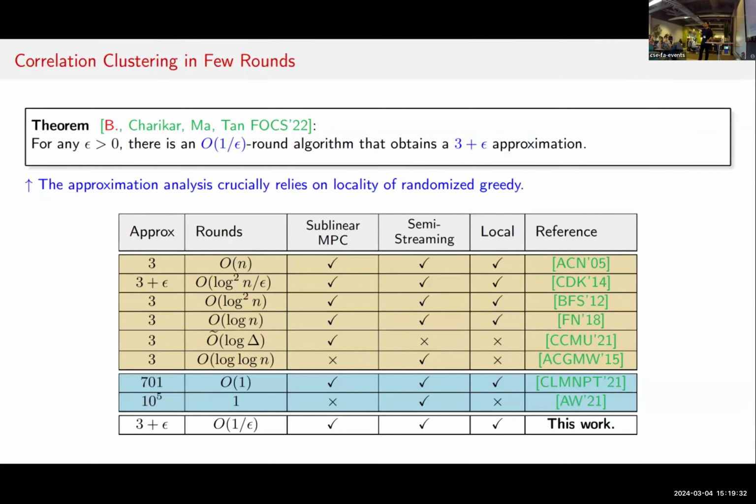So basically, doing this in top, or is there, you mean both like in MPC and in semi-streaming, like passes in streaming? So yeah, so when we talk about rounds, we have to be specific about the model. So these results are for different models. So these columns show if these algorithms work in that model.